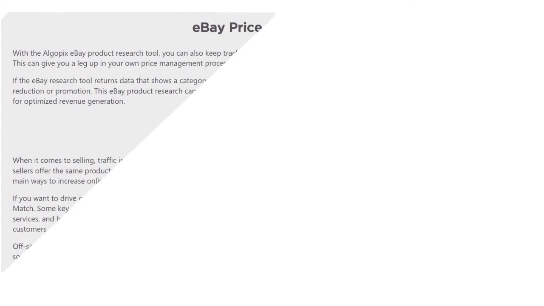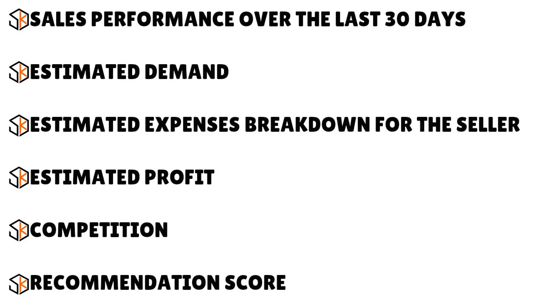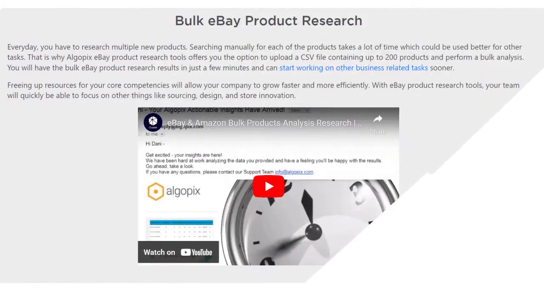And one thing I want to say here is that to get product ideas, you just need to enter any keyword. Then the tool will bring up a list of current related items being sold on eBay. Just click on the Analyze button to see comprehensive data about that product, including sales performance over the last 30 days, estimated demand, estimated expenses breakdown for the seller, estimated profit, competition, and recommendation score. Okay, and keep in mind that you can choose which marketplace you'd like to research. So for instance, you can say eBay US versus eBay Germany versus eBay UK versus eBay Italy versus eBay France. So the choice is totally yours.